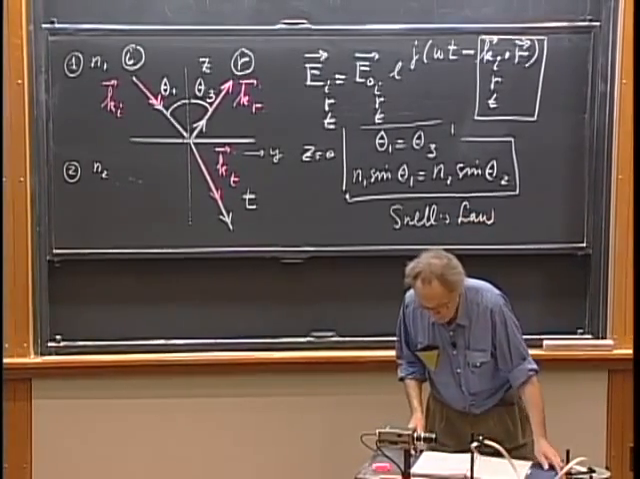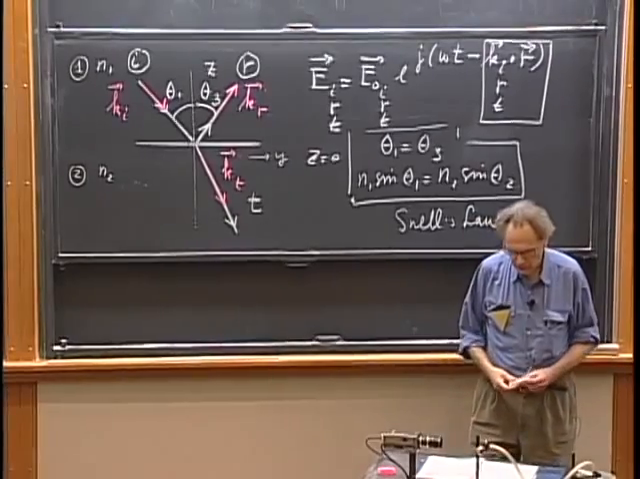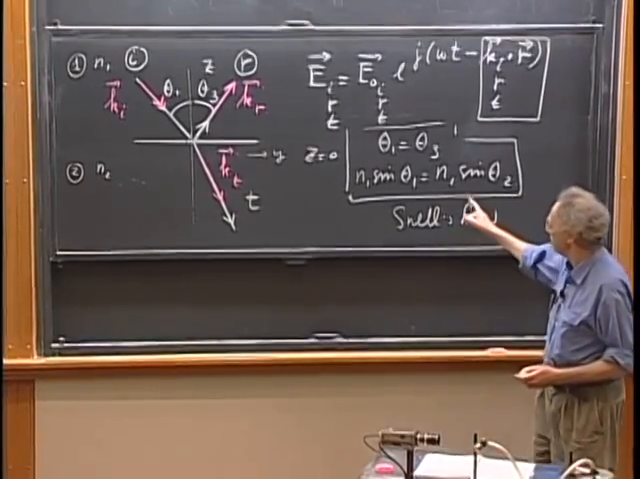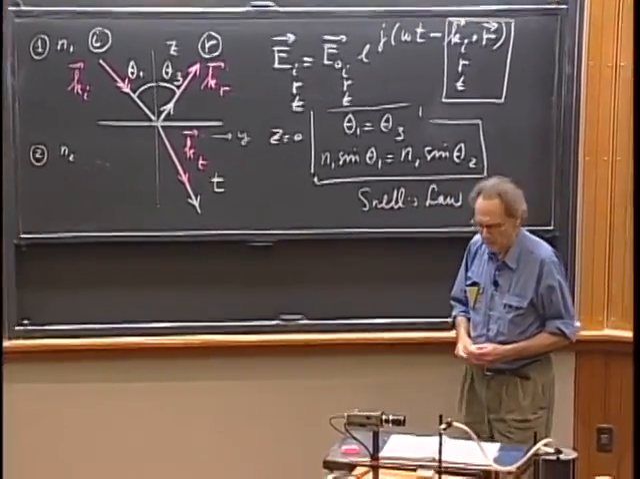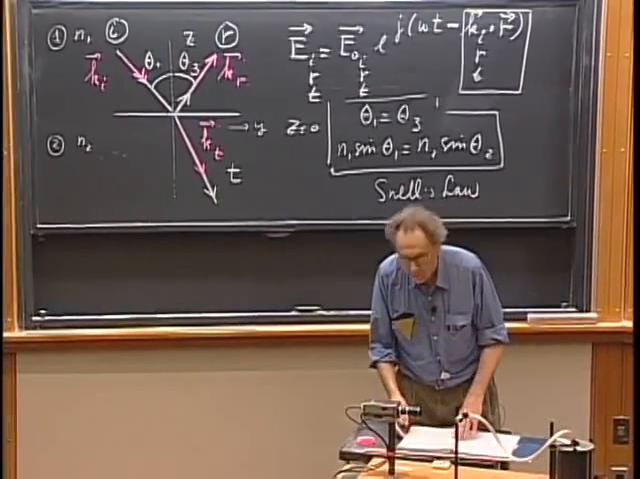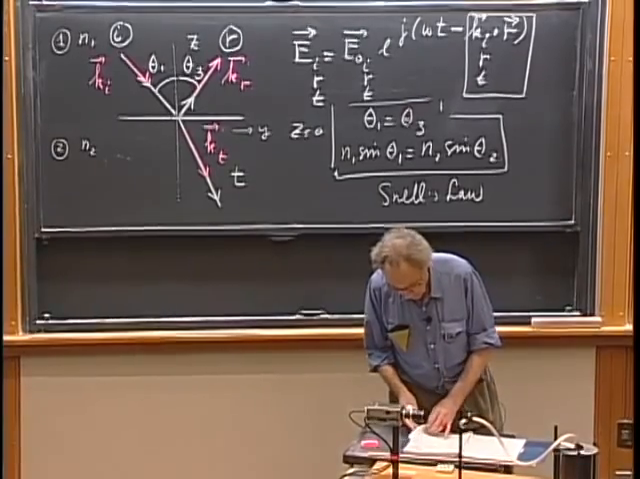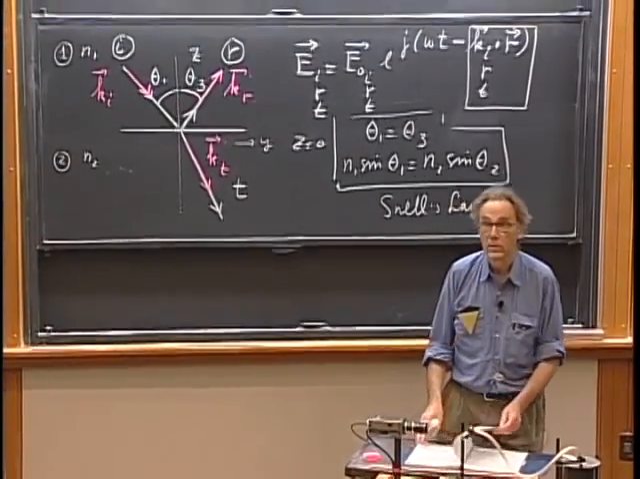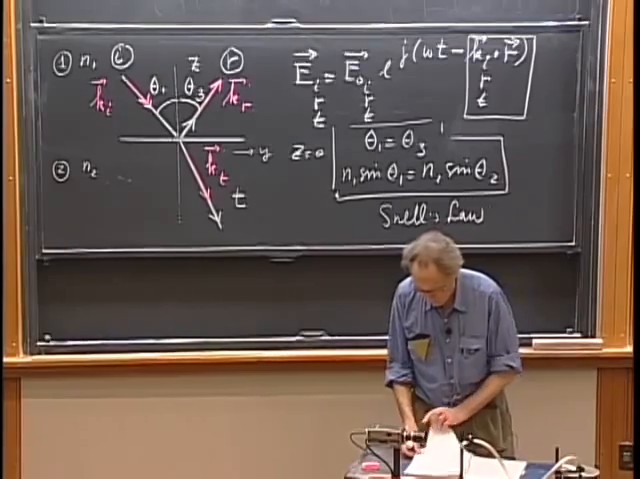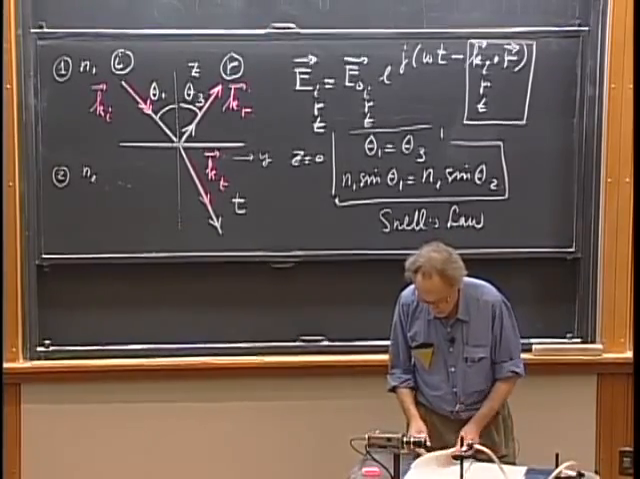Willibrord Snellius was a mathematician. He was Dutch. And he discovered this relationship empirically, which is quite an amazing thing, by the way. In 1621, he discovered it for light at the time that it was not known that the velocity of light in water was actually different from the speed of light in air.